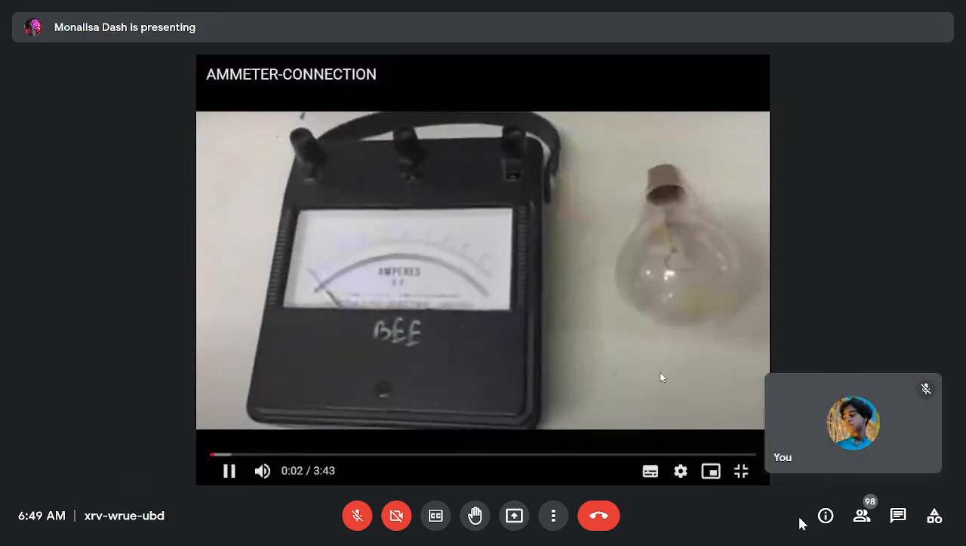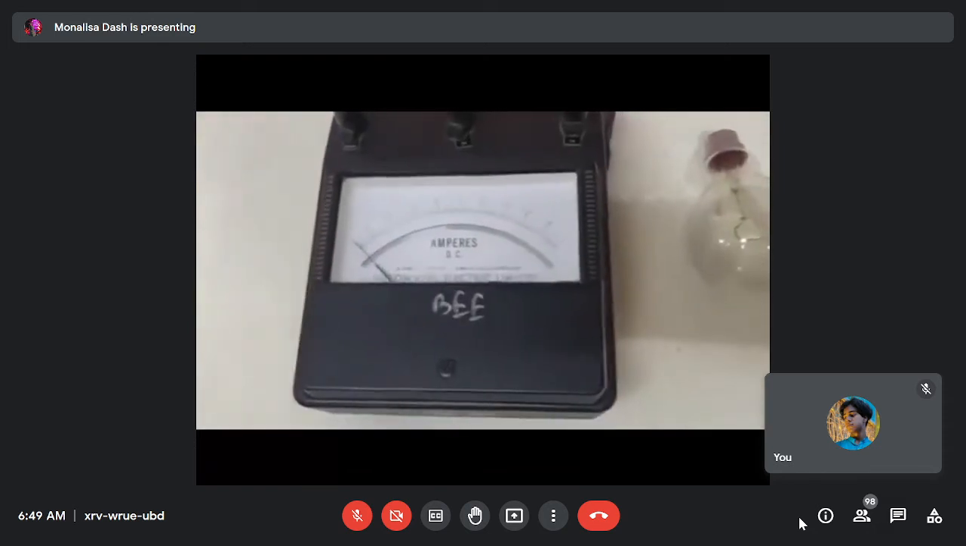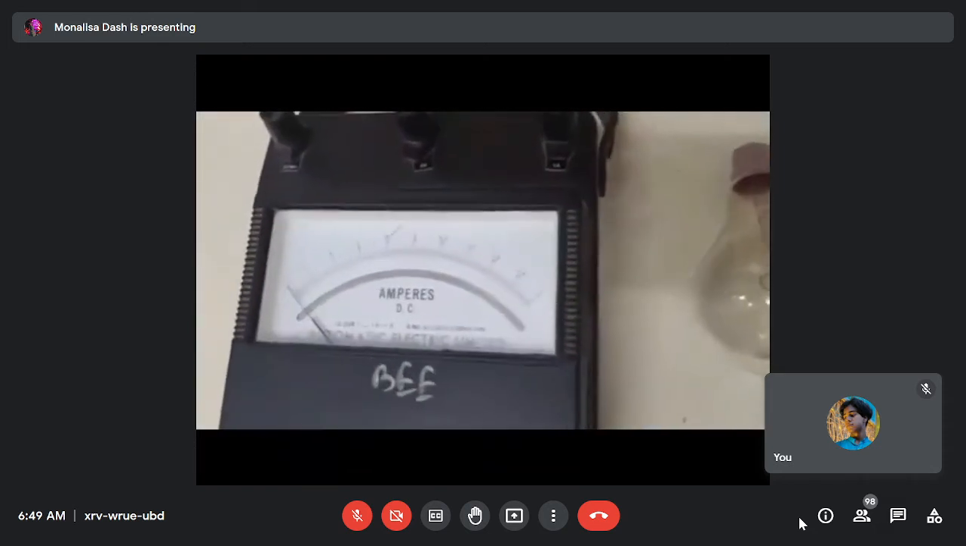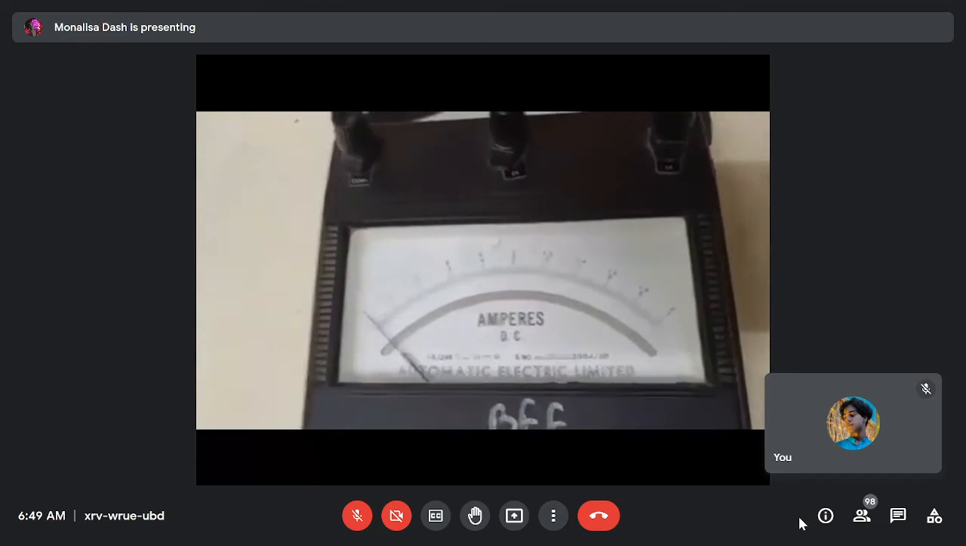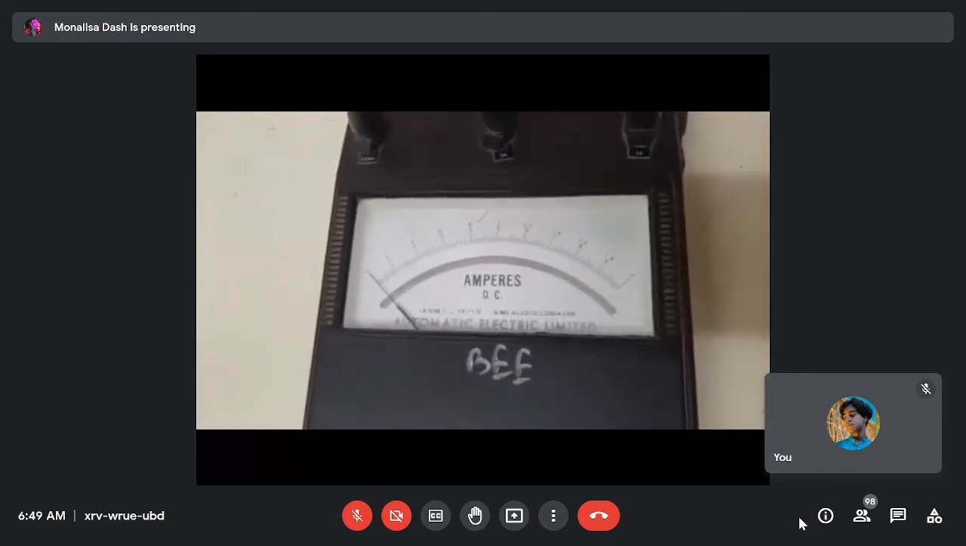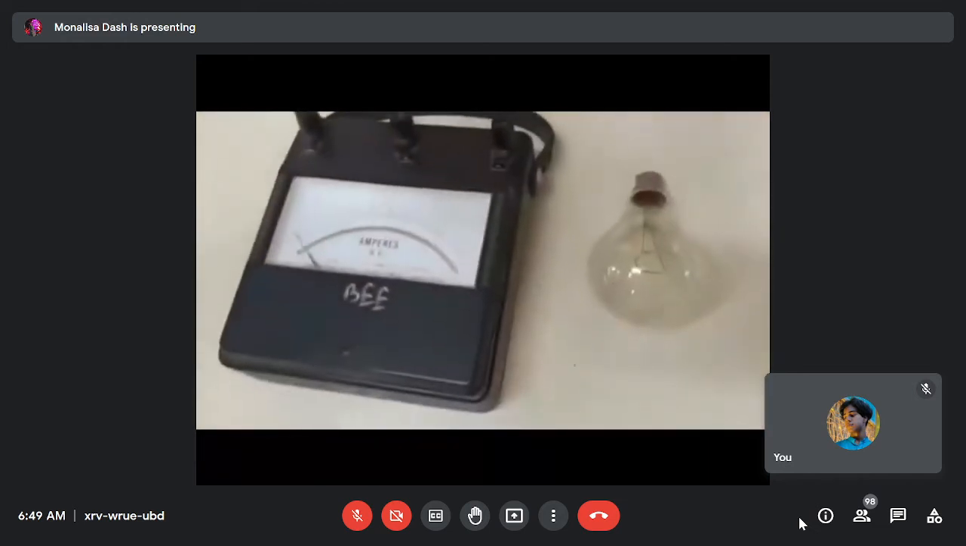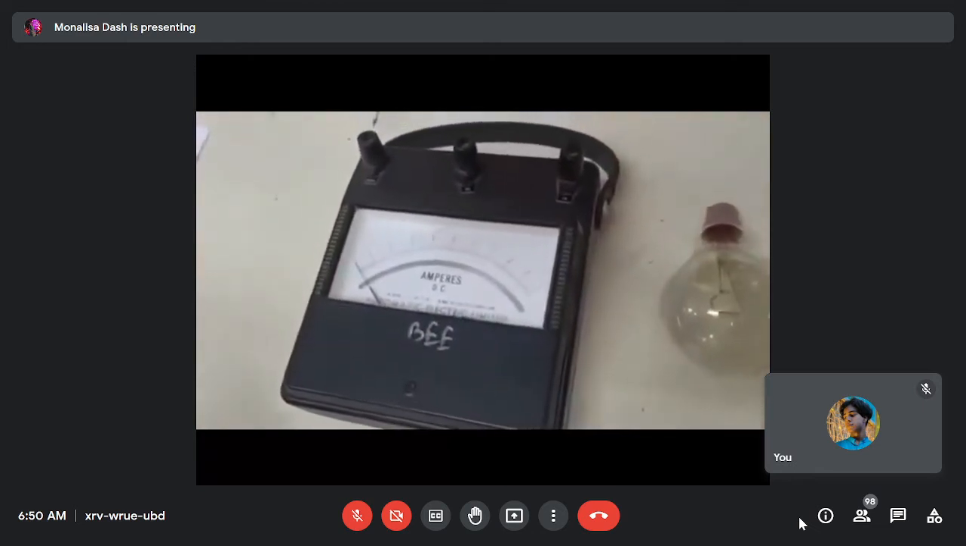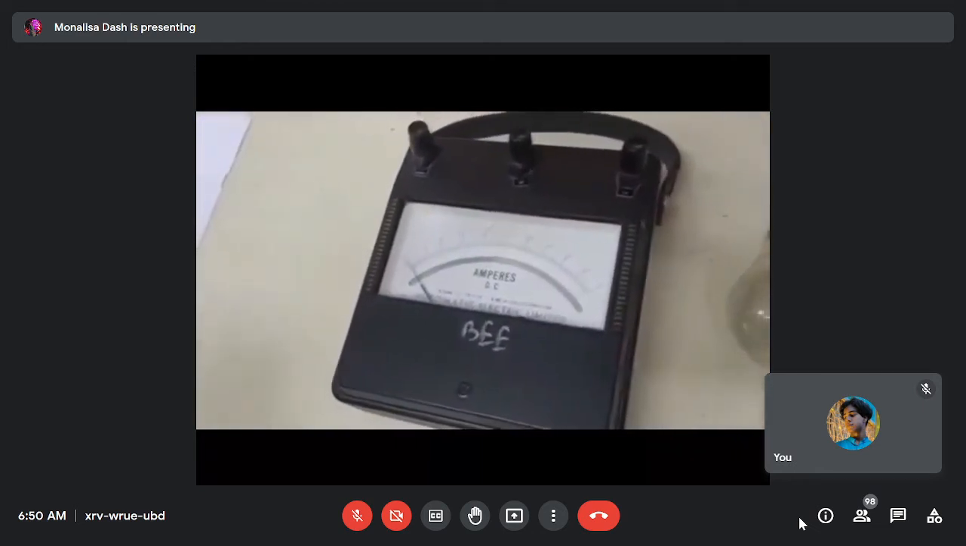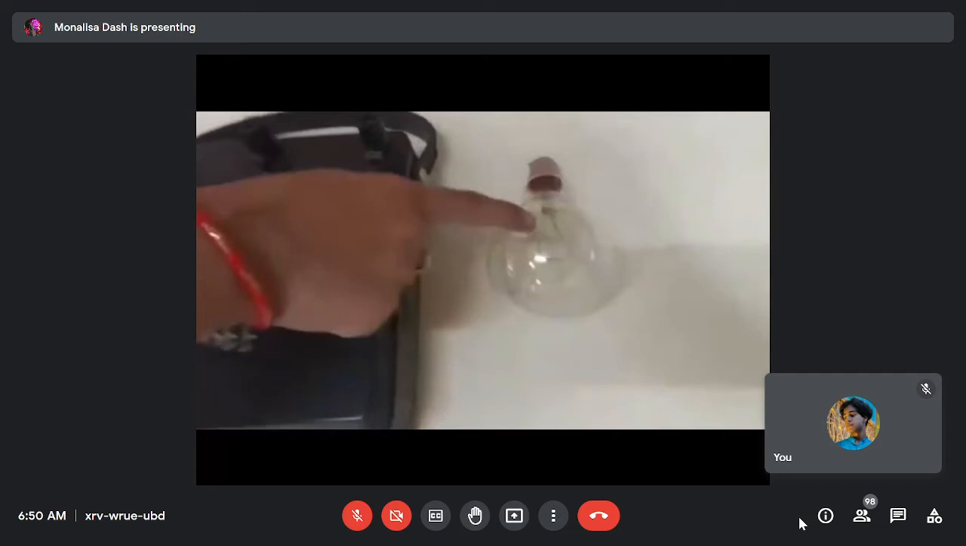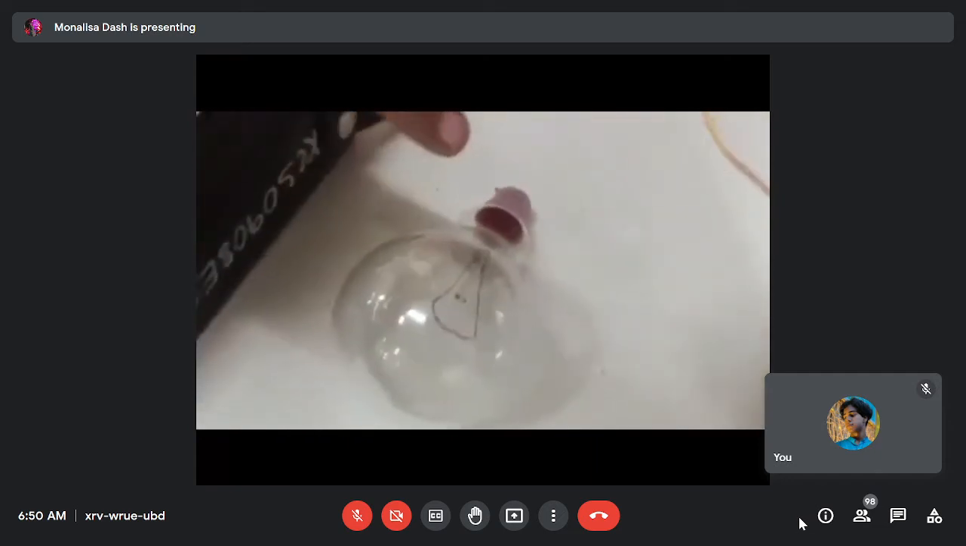Dear students, today we will discuss how to measure current of an electrical load. Generally, electrical loads are like a fluorescent tube, motor, lamp, refrigerator, television. Today we will choose a lamp load as an electrical load.